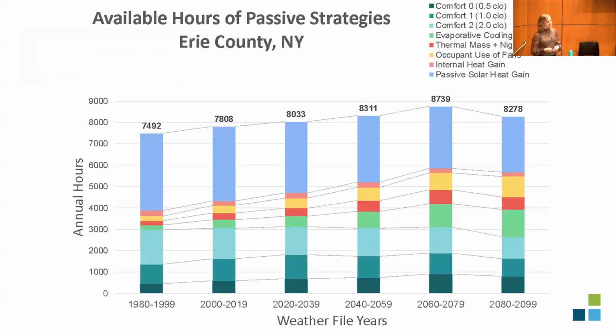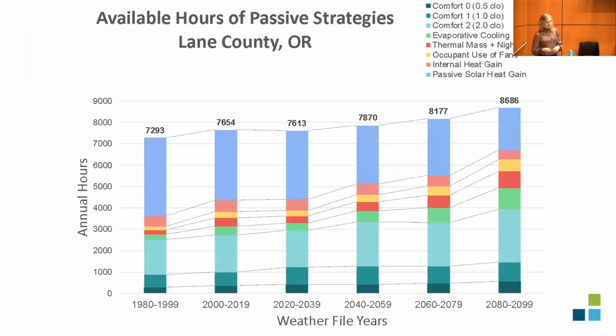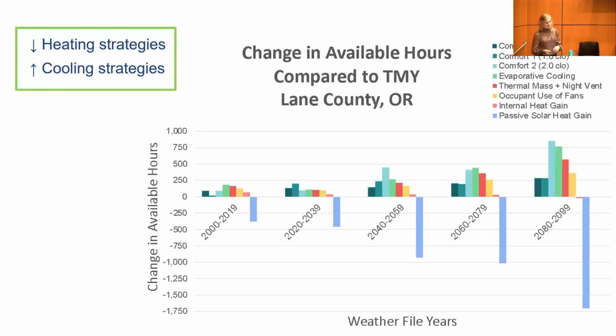So we see a similar trend, increasing passive strategies over time. Same thing here, an increase in the cooling strategies, a decrease in the heating strategies. And again, you're seeing a noticeable change in passive solar heat gain as well as evaporative cooling. Then here's the same example for Lane County, Oregon. In this case, they had an even more noticeable difference in the passive solar heat gain. With today's climate, or using a recent weather file, it would have made sense to really optimize for that passive solar heat gain. Several decades in the future, it probably won't.